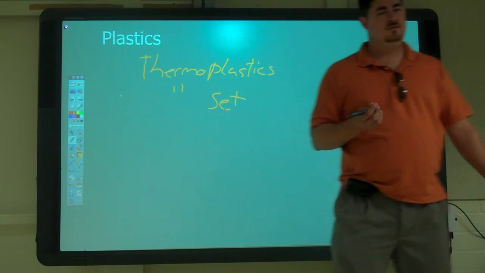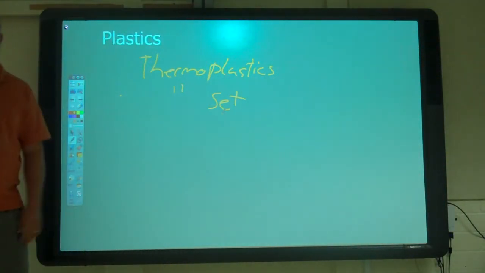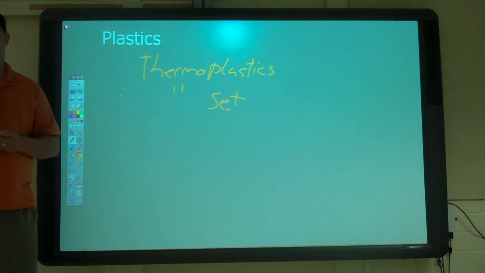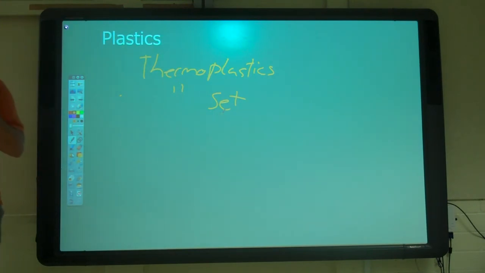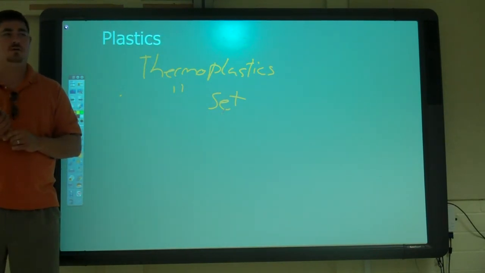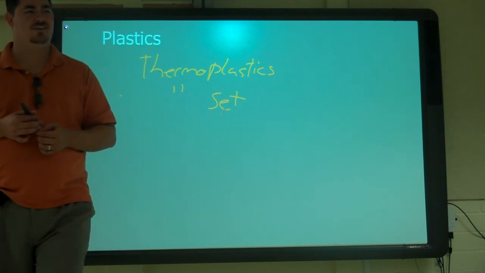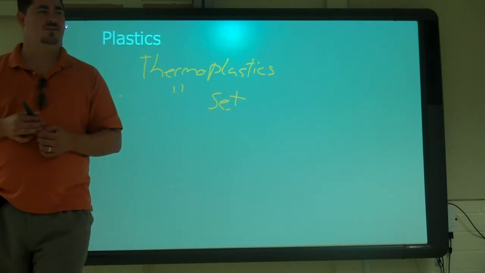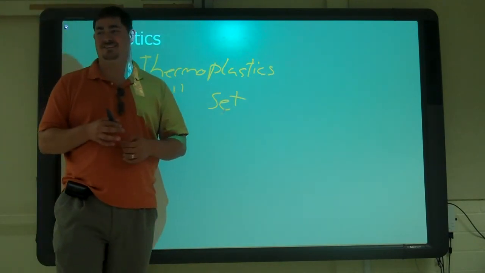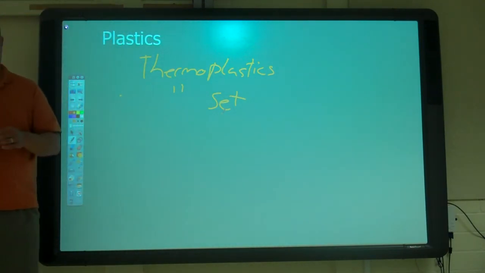Polystyrene. So, food containers. What's the real benefit of polystyrene? Yeah, it's insulative. What else? It's easy to make. What's the drawback? Yeah, 600 years. You can't reuse it.